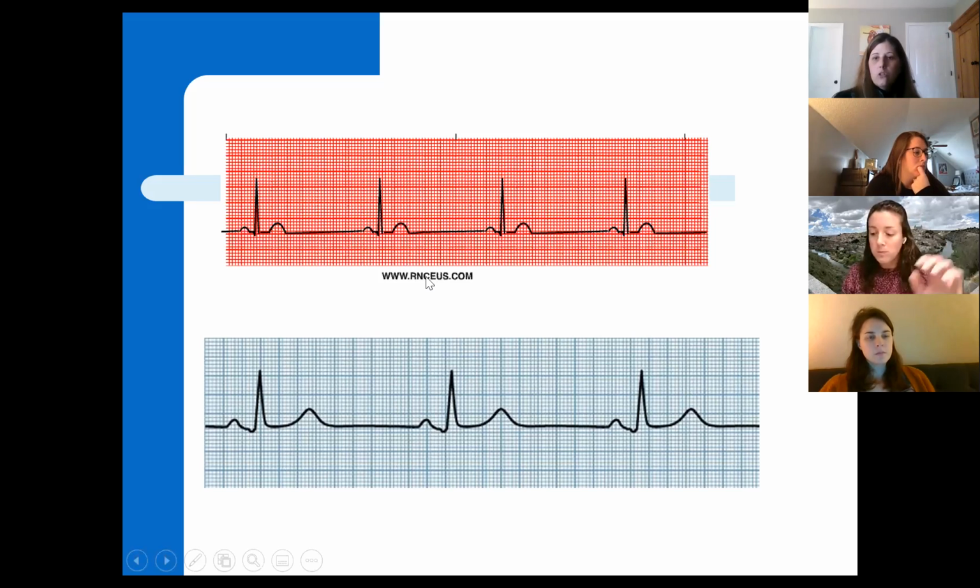On electrical alterations on test blueprint 1, that means this is what your patient is experiencing. This is what their strip looks like. What might be the best action by the nurse?